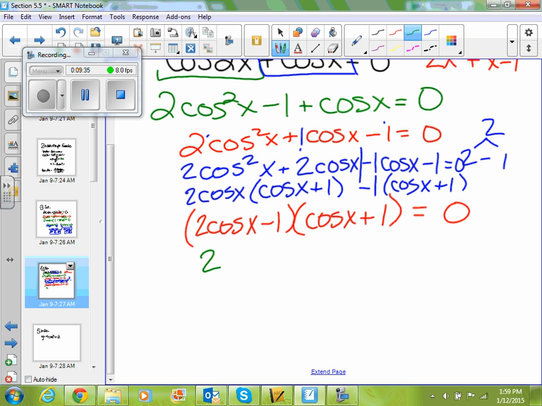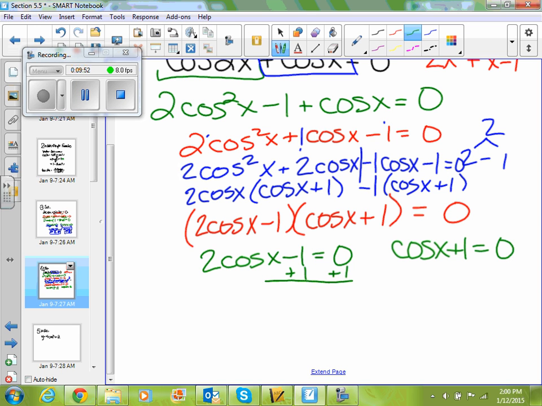Alright, so then if you break it into 2 different problems, 2 cosine of x minus 1 equals 0, and cosine of x plus 1 equals 0. Then we can solve those for cosine. So add 1 to both sides, and I end up with 2 cosine of x equals 1. And if I divide by 2 to both sides, I end up with cosine of x equals 1/2.